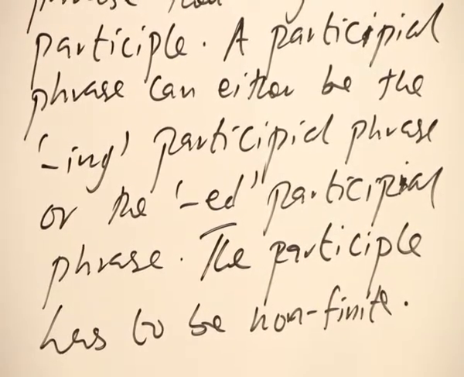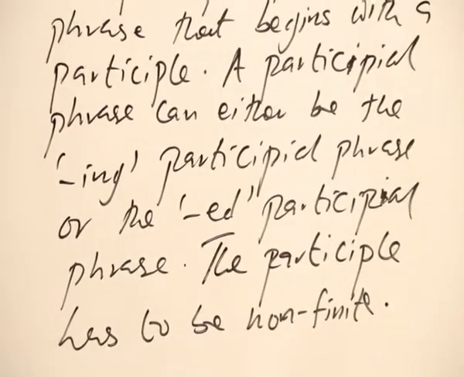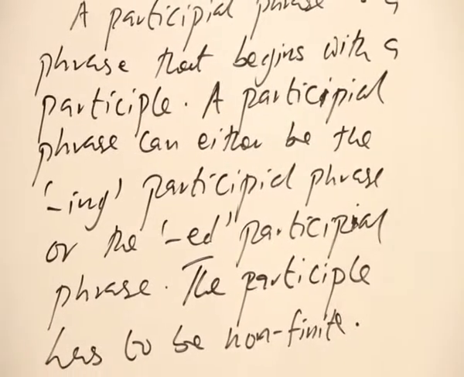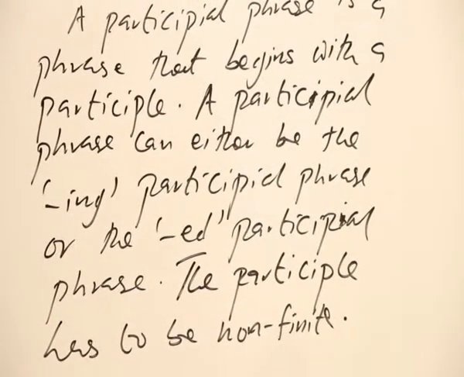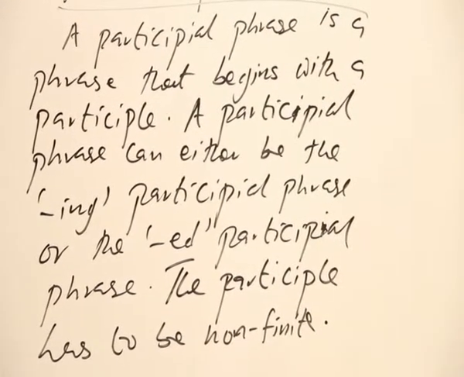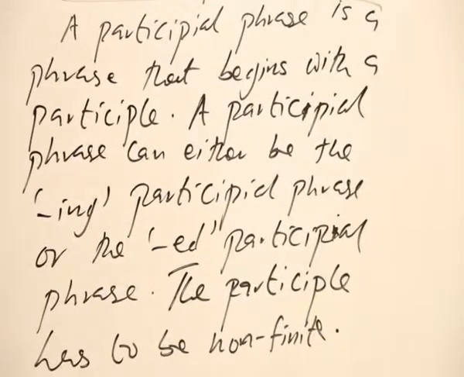Now, the participle has to be non-finite because we have cases where it can be finite. In that case, we won't call it the participial phrase. It will be part of the verb phrase. So it is important that we do not confuse the participial phrase with verb phrase, for example.